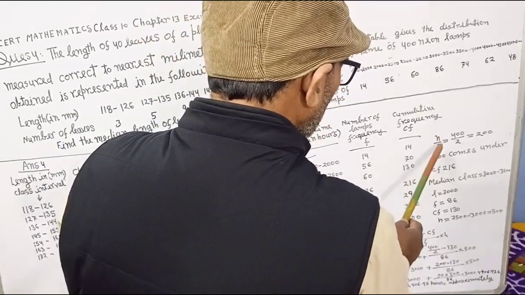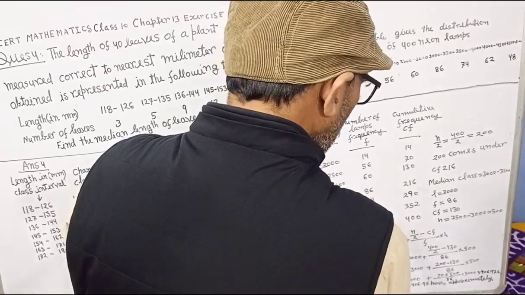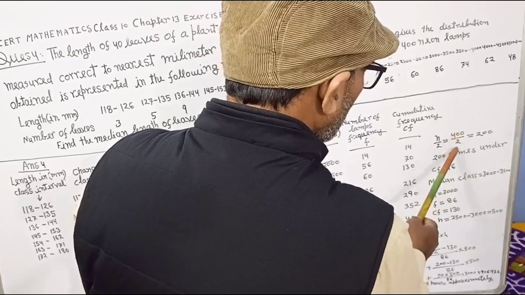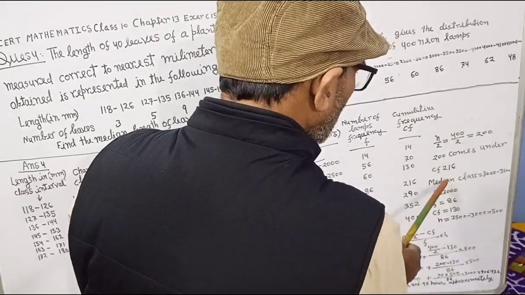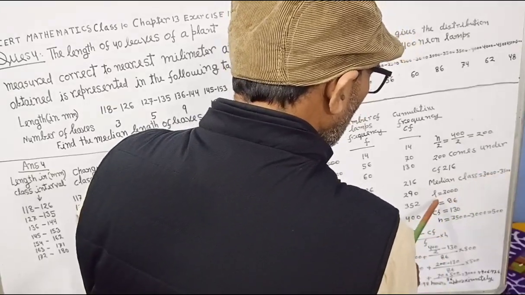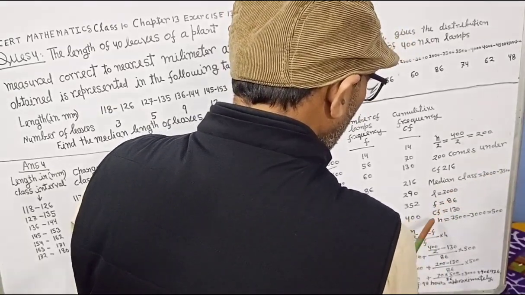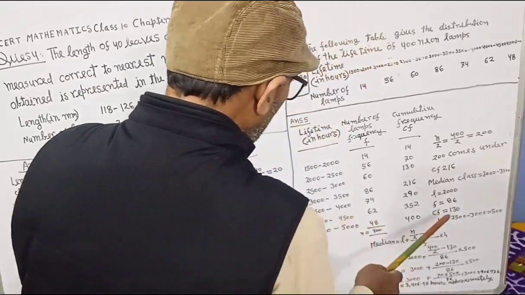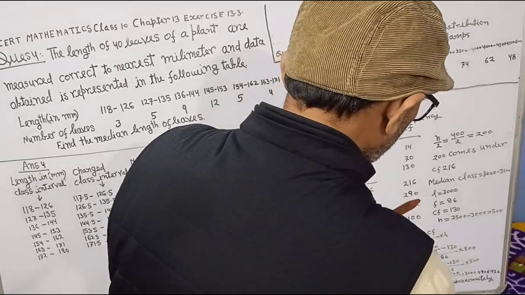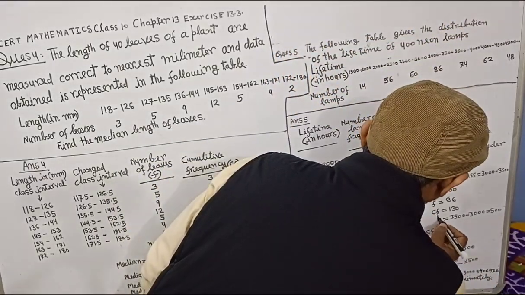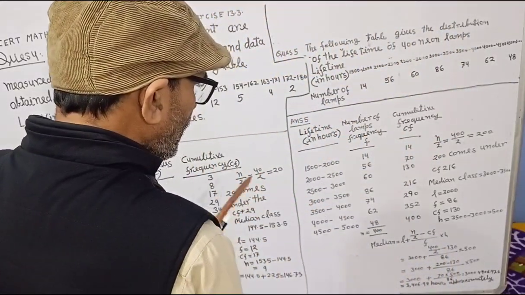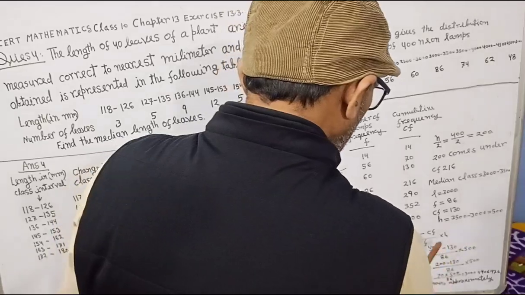Then n is equal to 400, so n by 2 is equal to 400 by 2, that is 200. 200 comes under the CF 216. Median class is 3000 to 3500. L is equal to 3000, f is equal to 86, CF is equal to 130, and h is equal to 3500 minus 3000, equal to 500.